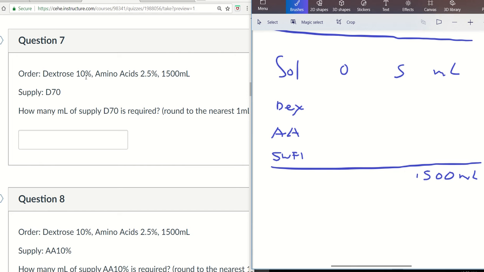All right, let's fill in. Order is 10 for dextrose. Order for amino acid is 2.5. We'll QS our water. Supply is 70 for dextrose. Amino acid is 10. So dextrose is 10 over 70 times 1,500. What do you get?